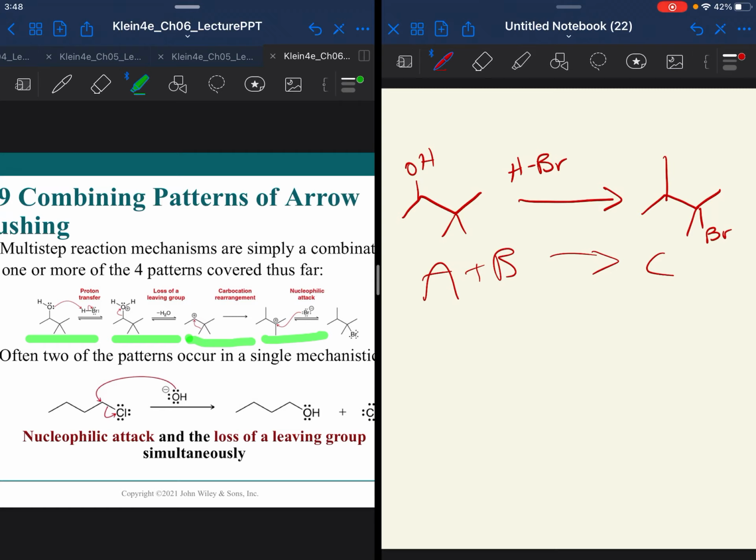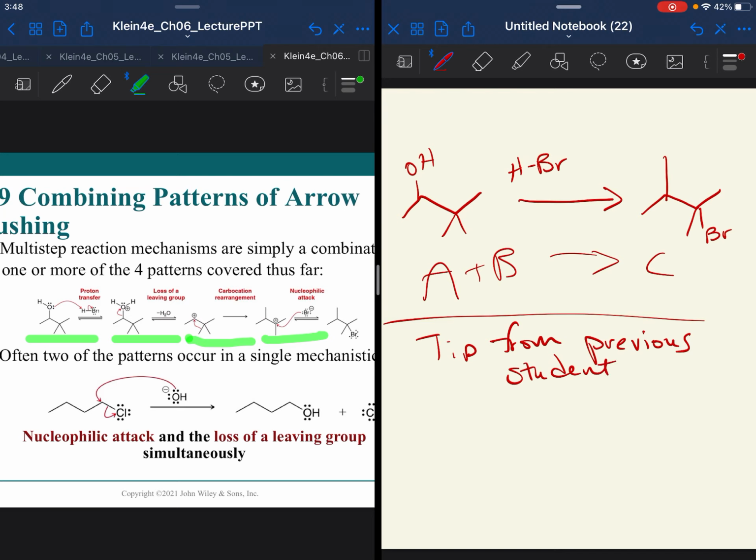Now, this is not something I ever did. I always just memorized my mechanisms. But when I was teaching in summer school, this is just a little tip from a previous student. If you are having trouble memorizing mechanisms, having these steps numbered, the way we did them: nucleophilic attack was number 1, loss of leaving group was number 2, proton transfer was 3, and carbocation rearrangement was 4.